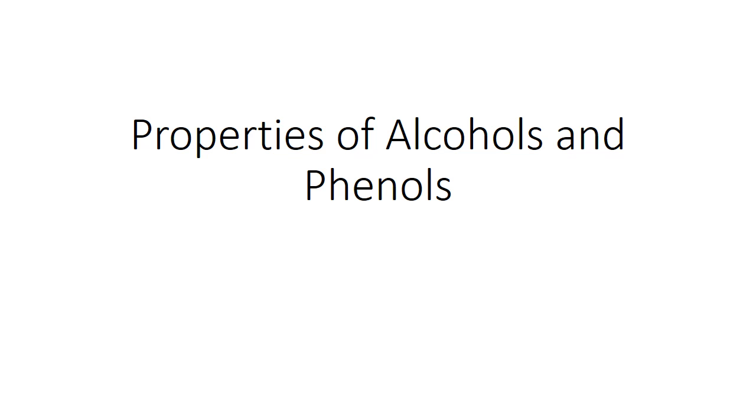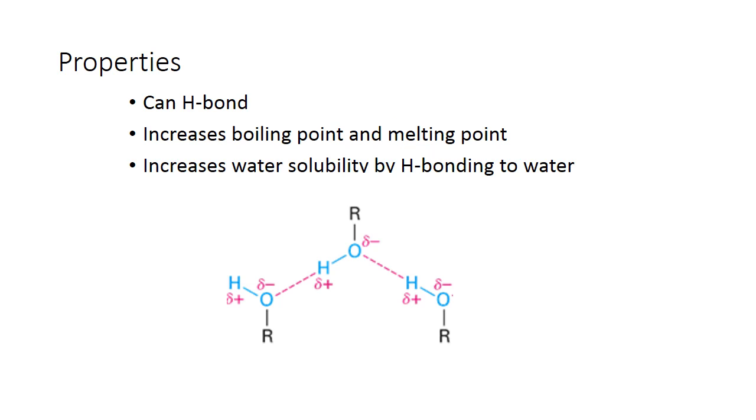We're going to look at the properties of alcohols and phenols, both the acid-base characters and some other properties that they have. The first thing that you need to realize is that alcohols can hydrogen bond to each other.